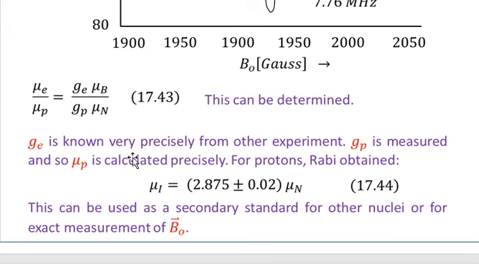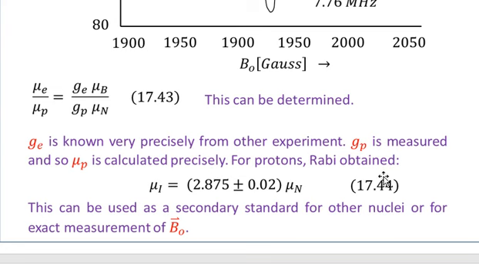So G is known very precisely from some other experiments. Gp is measured, and mu P is calculated precisely. So you see that we can measure the value of Gp. mu B and mu N are also known precisely, and mu E is determined because G is known. So mu P is calculated precisely.